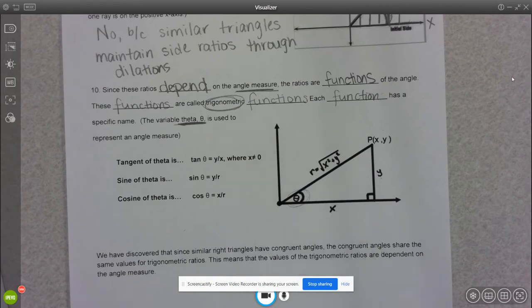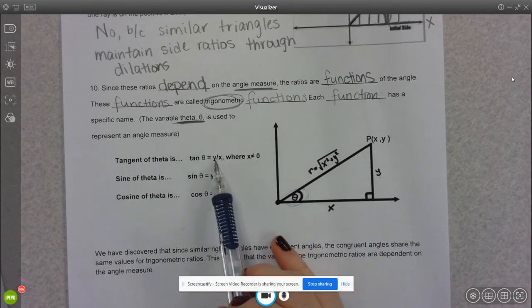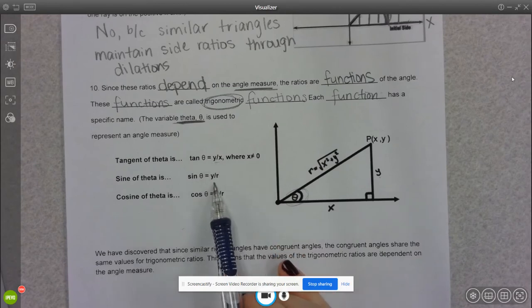So, what we actually were doing in those previous triangles is writing these trigonometric proportions. We did leg to leg, leg to hypotenuse, and other leg to hypotenuse. We did that.